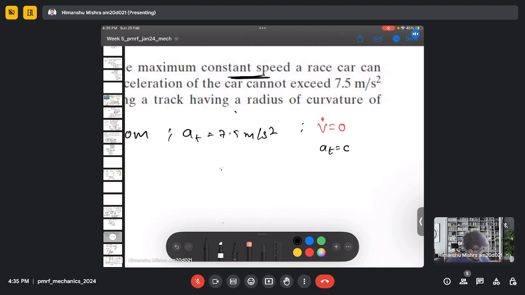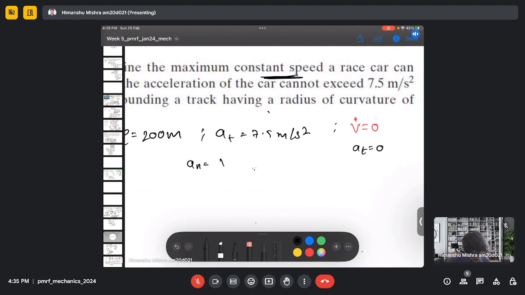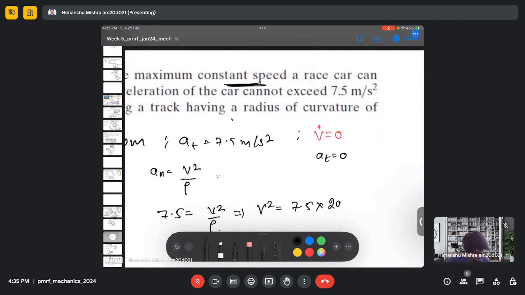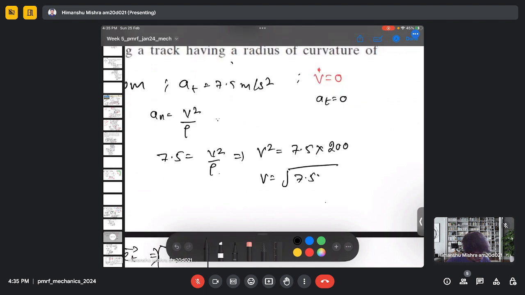which means the tangential component of acceleration will be 0, and we will have a normal component of acceleration which will be v square by rho, and we have given the acceleration 7.5 equals v square by rho, and v square will be 7.5 multiplied by rho, which is radius of curvature, and it is 200 meter. So my v will be 38.729 meter per second.